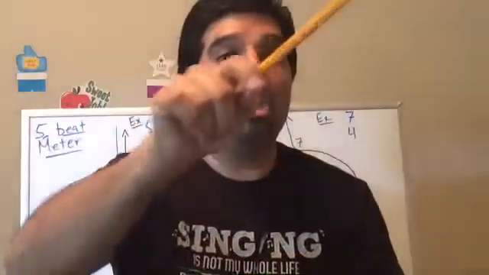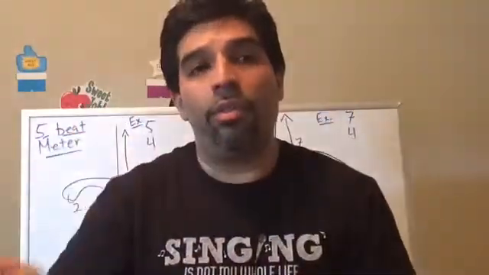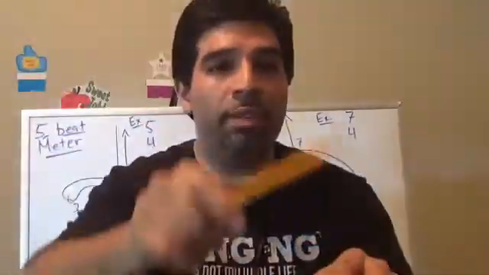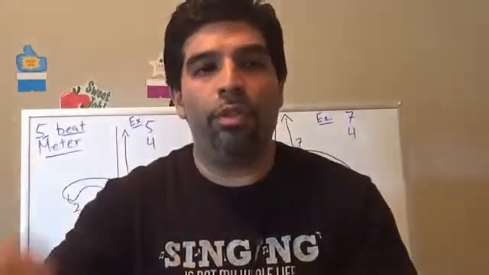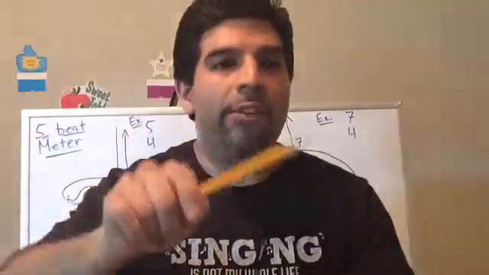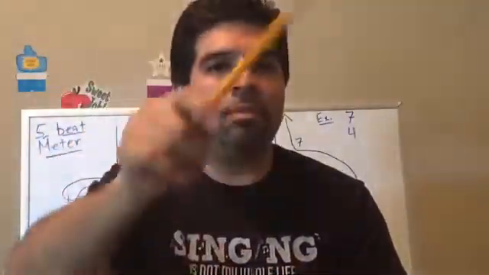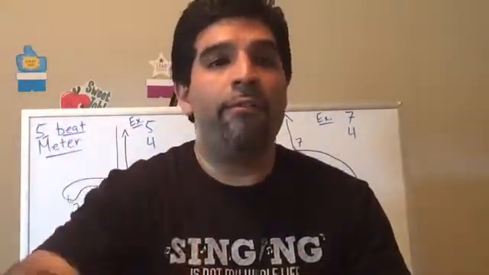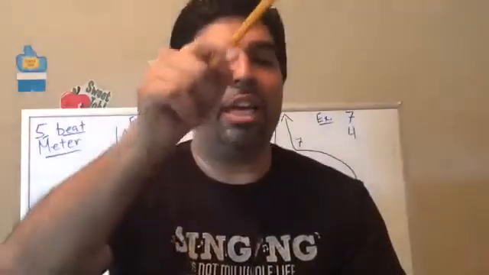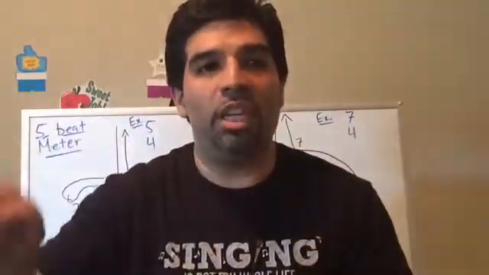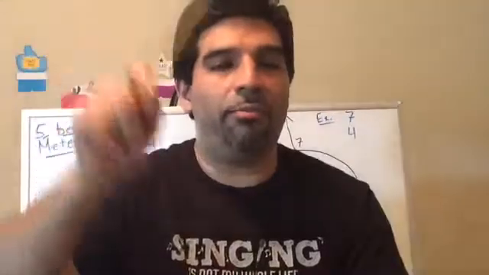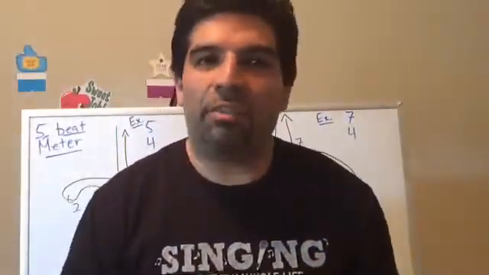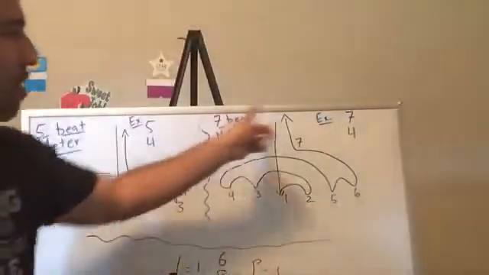And 1, 2, 3, 4, 5. Keep going. Keep going. Keep going. 1 center, 2 left, 3 right, 4 come center, 5 and up, off. Okay? So there you go. That's our 5-beat meter and 7-beat meter now.